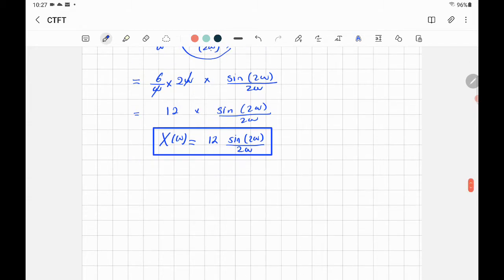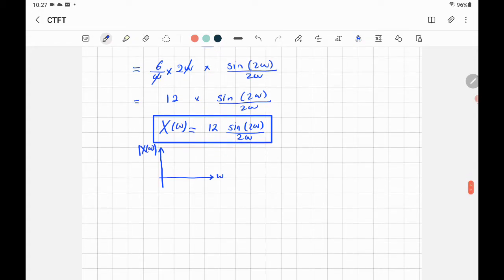Let's assume it's required to find the line spectra of this signal. First, we need to sketch the relationship between the frequency omega and the magnitude of the X of omega. So what's X of omega? X of omega is the Fourier transform of the signal x of t.